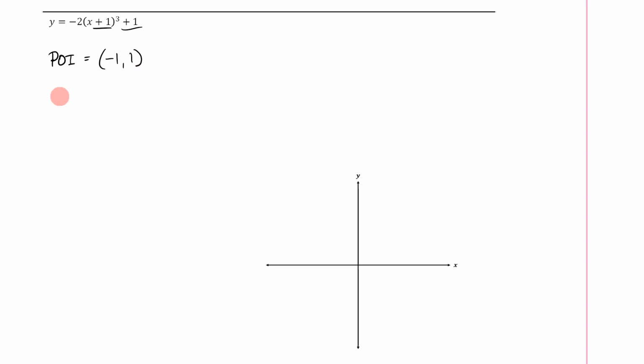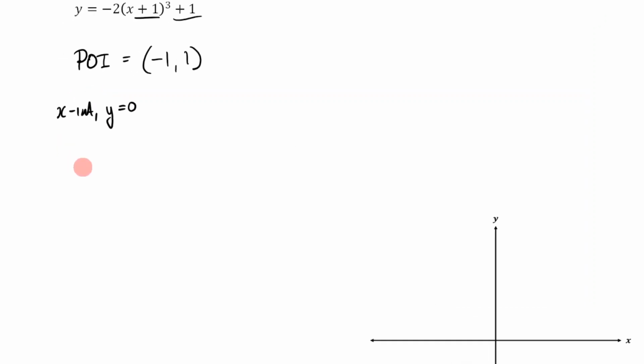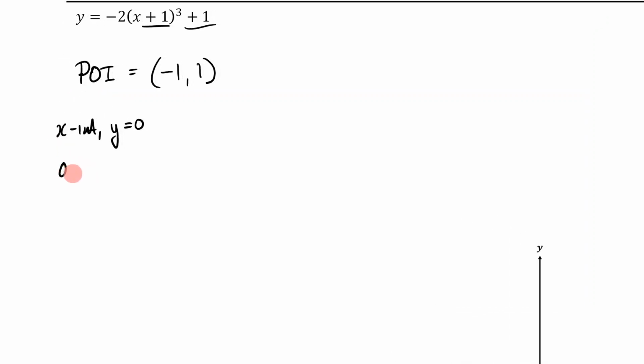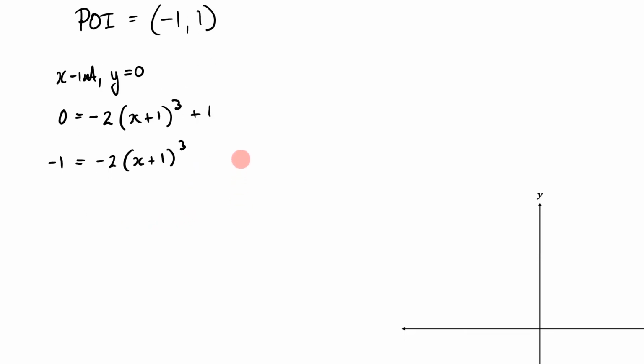After I've done that, I then can find my x-intercept, which is found by letting y equal 0. So let's be careful here. So I'm going to go 0 is equal to -2(x plus 1) cubed plus 1. I then am going to minus 1 from both sides to end up with this. I would then divide both sides by -2, which will leave me with positive 1/2 over here.